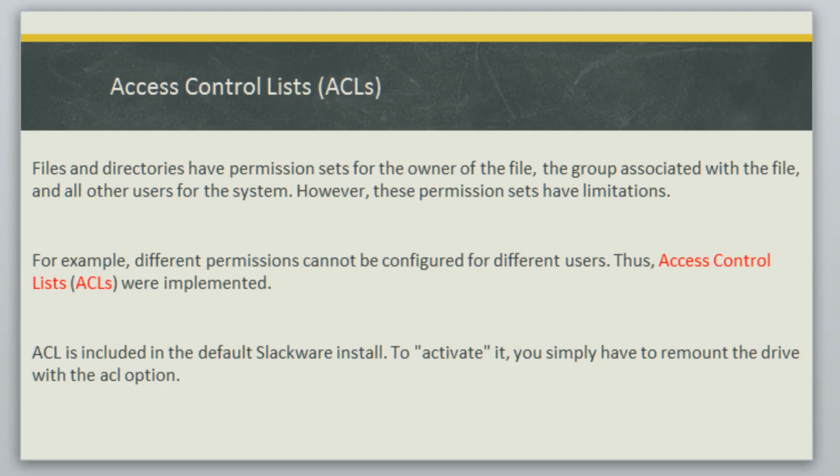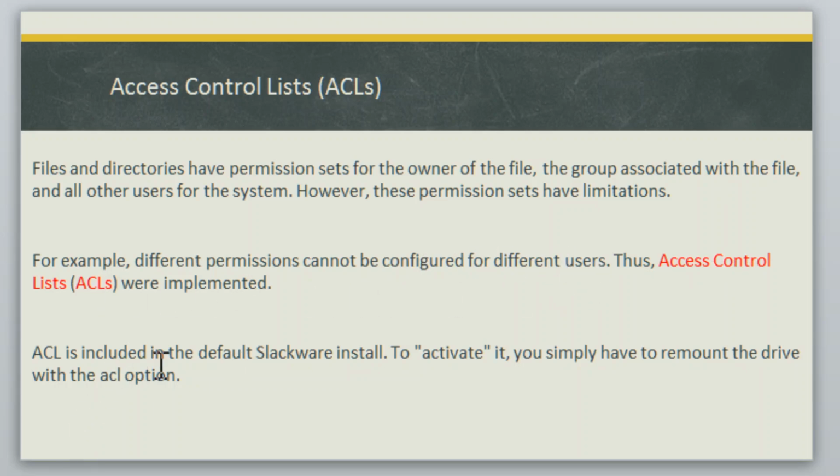So we're going to go ahead and take a look at the access control list. Files and directories have permissions set for the owner of the file, the group associated with the file, and all other users for the system. However, these permission sets have limitations. For example, different permissions cannot be configured for different users. Thus, access control lists will be implemented.